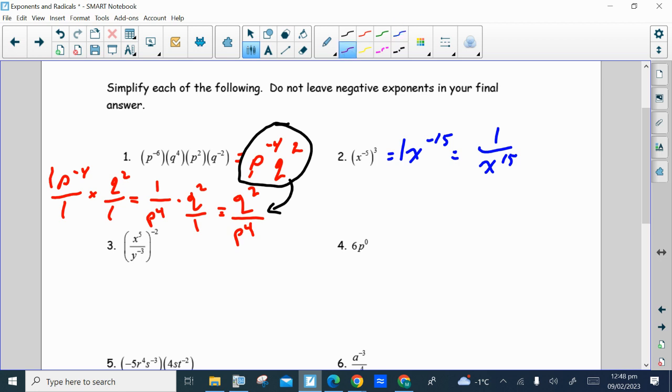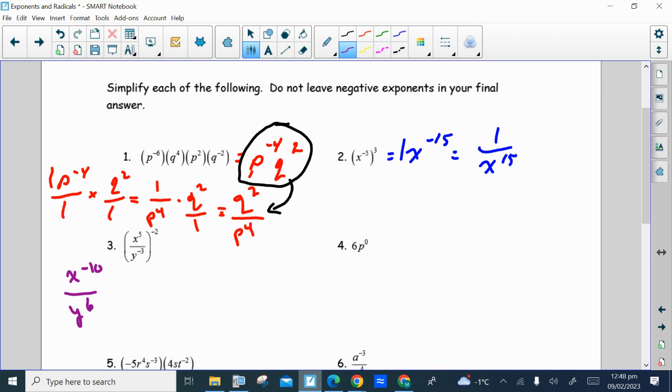Question 3. In this case, the bases are not the same, so you cannot simplify inside the brackets. So we'll go to the next step where you have powers inside the bracket raised to the power negative 2 outside. The law says you multiply the exponents together and the bases stay the same. So on top, it's 5 times negative 2. That gives us x to the negative 10. On the bottom, negative 3 times negative 2 is positive 6, so we'll get y to the positive 6.